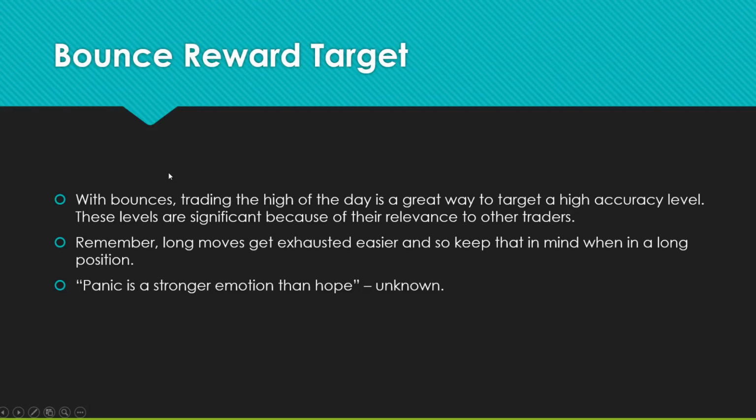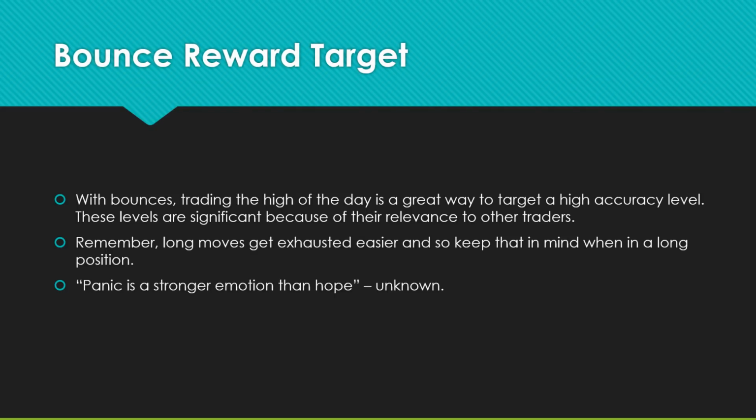All right, and so let's look at the bounce reward target, and then we have some on-demand examples. With bounce targets, trading the high of the day is a great way to target a high accuracy level. You can use the high of the day just like the low of the day for VWAP fades. These levels are significant because of their relevance to other traders. That's one of the reasons I typically like to set the previous high of the day or the previous low of the day, depending on whether I'm long or short, as my first reward target.